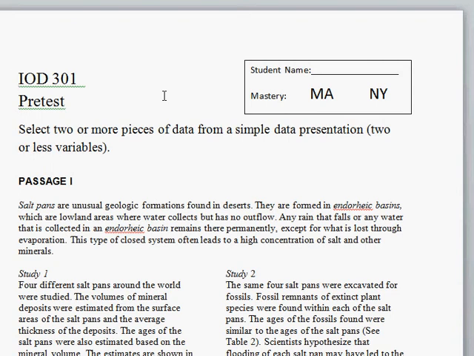Welcome to the IOD 301 pretest explanation video. IOD is interpretation of data, and the designated number is 301. IOD 301 is select two or more pieces of data from a simple data presentation. Simple data presentation is two or less variables.